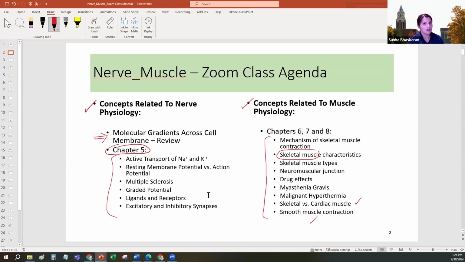Again, I'm going to start using the terms ligand, receptors, potential, action potential, graded potential. If you need me to explain those in simple words, please let me know, right?